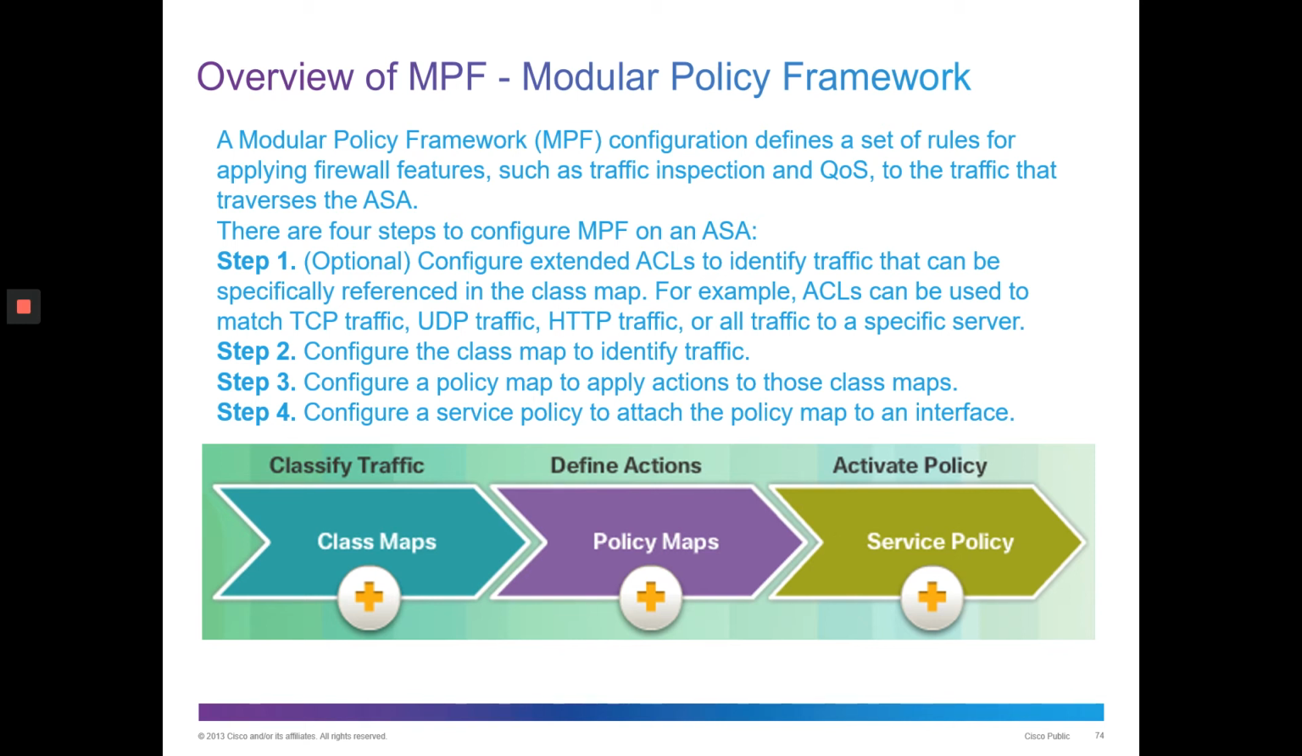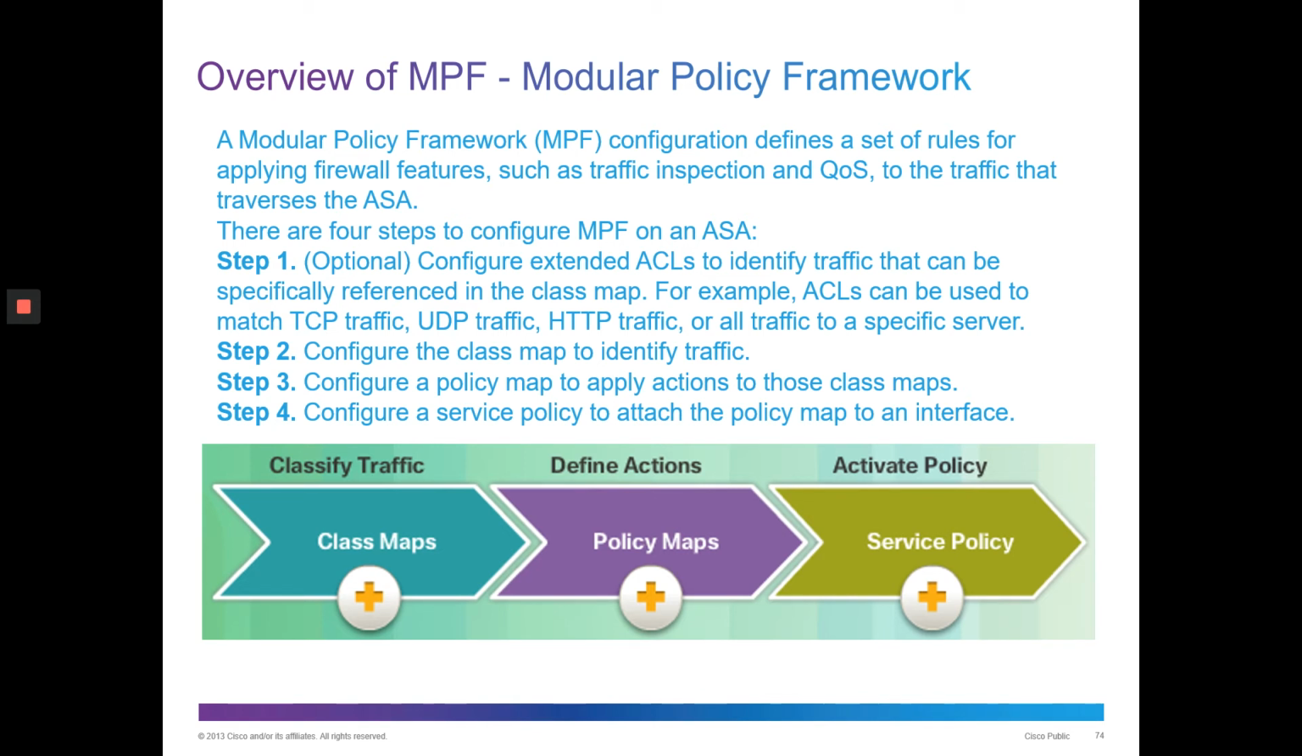So what you do basically in a class map, for example, in these steps over here, the first step is simply configure extended ACL to identify traffic that can be specifically referenced to a class map. Over here, for example, you want to identify the traffic, whether it is TCP traffic, UDP traffic, or HTTP traffic. Okay, and what you can do is create something called a class map that basically identifies the traffic.